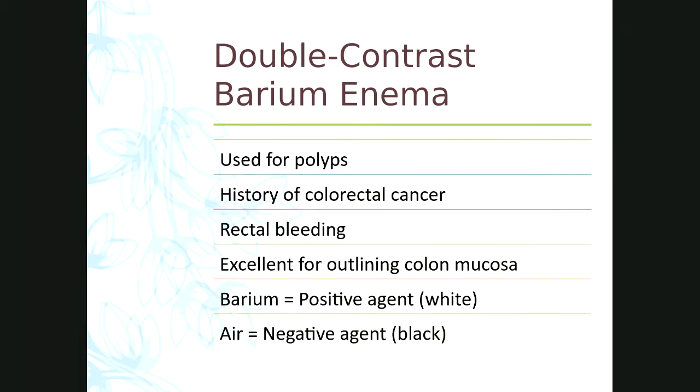A double contrast enema tends to be used for polyps, which is an inward pouching of the intestine. It's typically a precancerous condition, and they're usually found in the ascending and descending colon. A lot of times patients with a history of colorectal cancer will have a double contrast enema. Anytime there's rectal bleeding, they'll usually call for double contrast because double contrast is very good for outlining the mucosa of the colon. And again, it uses two contrasts, positive and a negative. So the barium is the positive and the air is the negative.